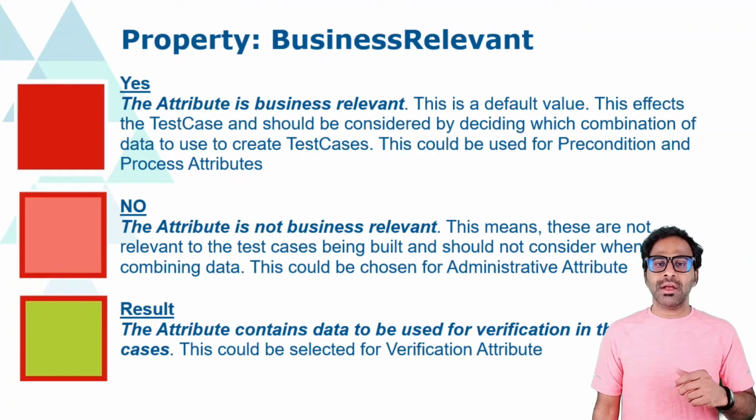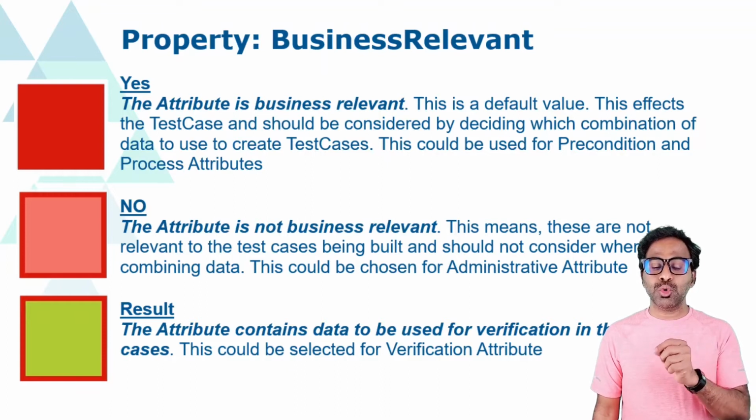Okay, and coming to result. If you select the business relevant property as result, then the attribute contains data to be used for verification in the test case. And this could be selected for the verification attribute. Okay, so you understand, right?